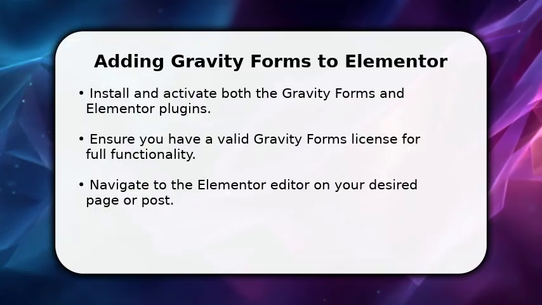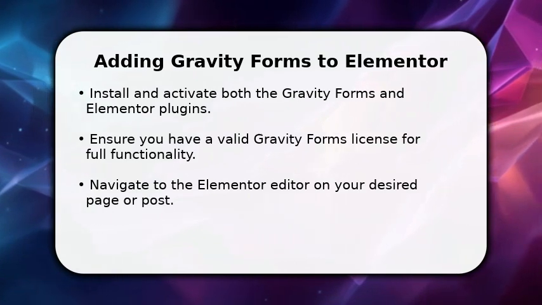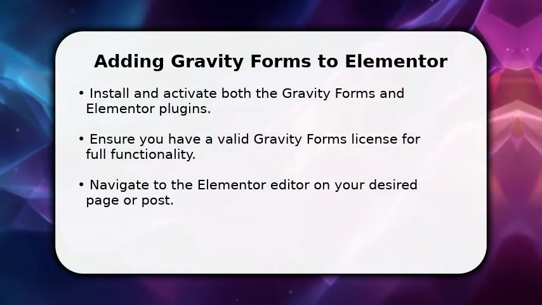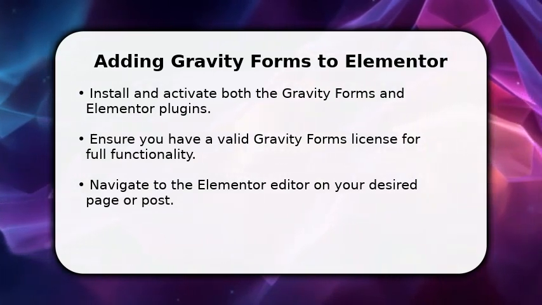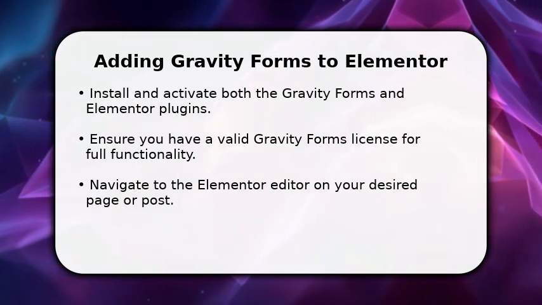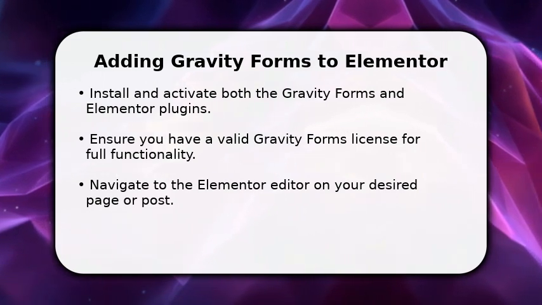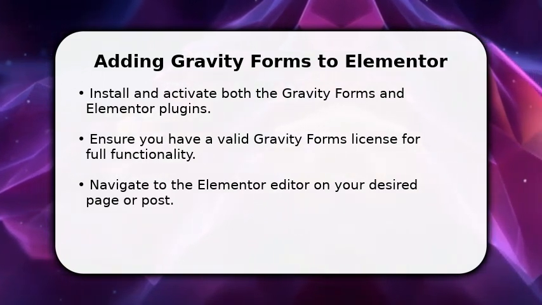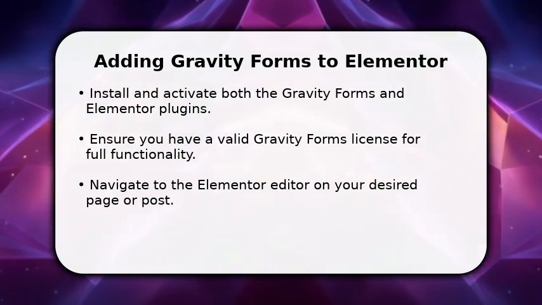Enjoy the video. In this video, I will show you how to add Gravity Forms to Elementor. First, you will need to install and activate both the Gravity Forms and Elementor plugins on your WordPress website. Make sure you have a valid Gravity Forms license to access all its powerful features. Once activated, open the Elementor editor on the page or post where you want to display your form.